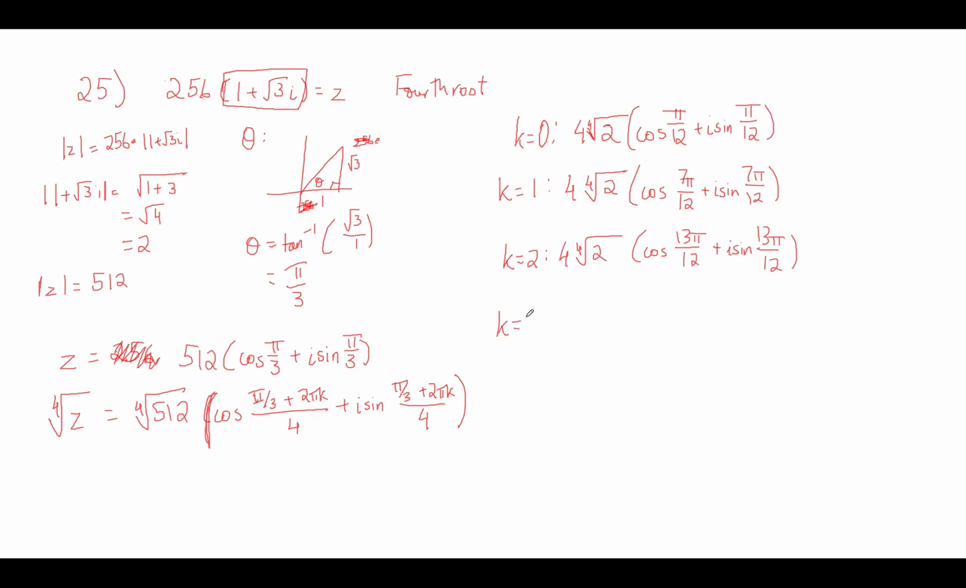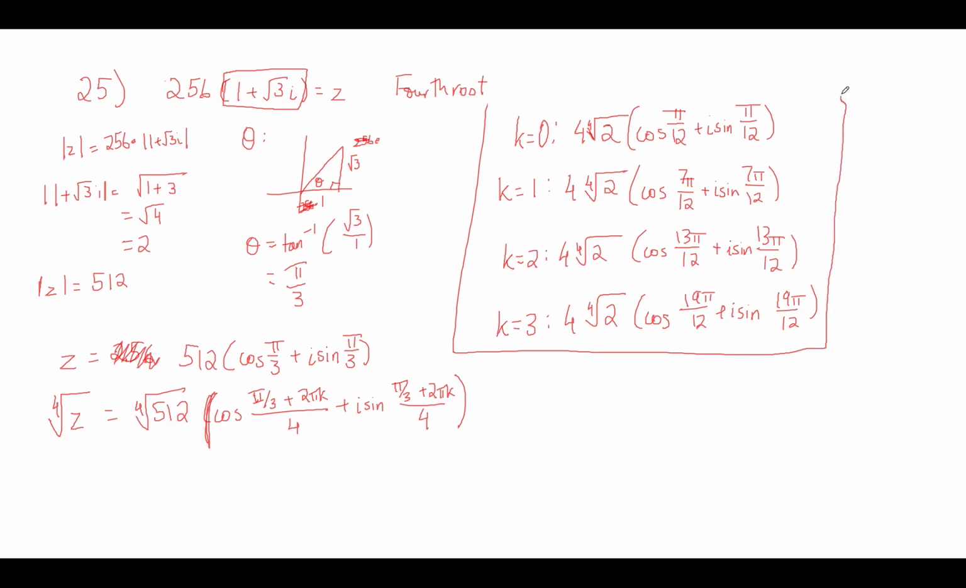And then k equals 3 is 4 times the fourth root of 2 times cosine. Now I put in 3, so this is 6 pi, which is the same as 18 pi over 3, plus pi is 19 pi over 3, divided by 4, is 19 pi over 12, plus i sine 19 pi over 12.